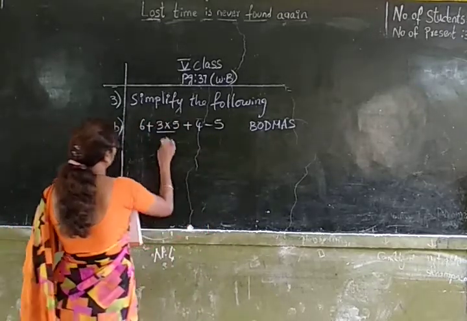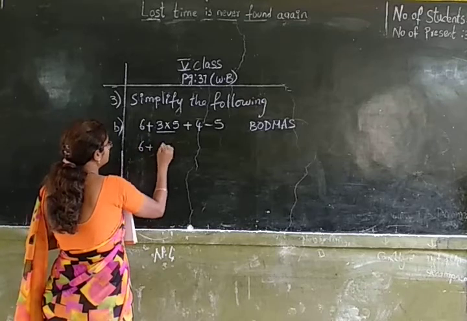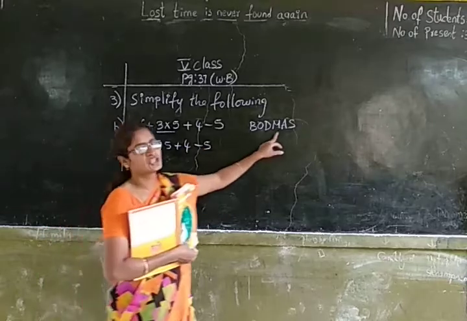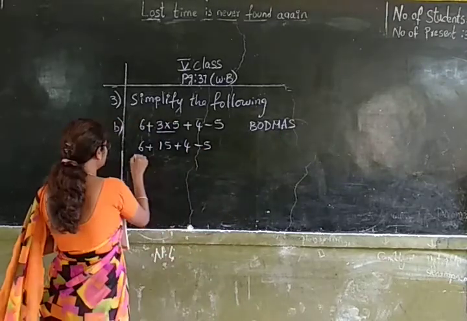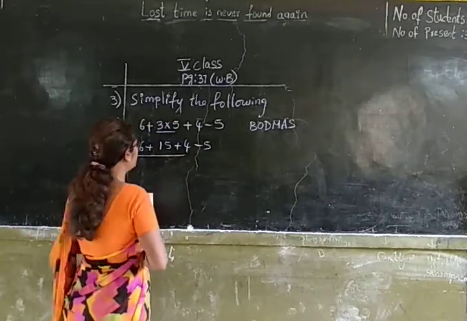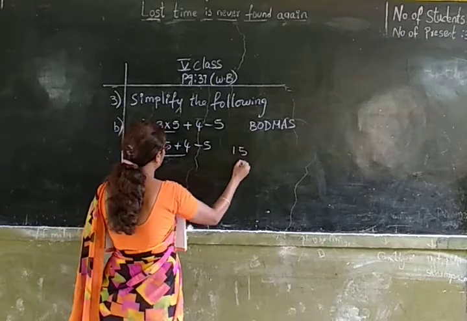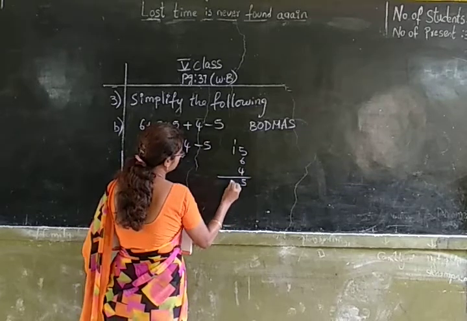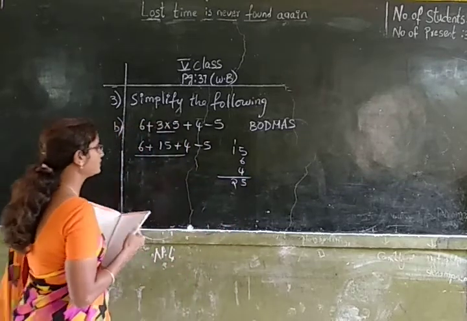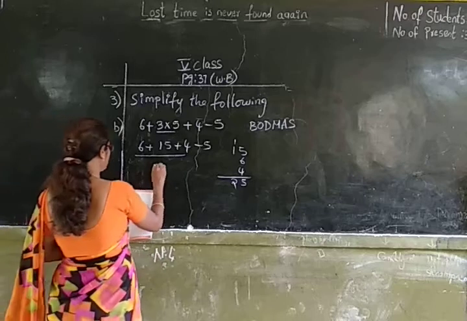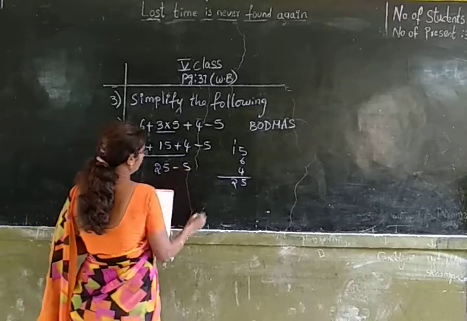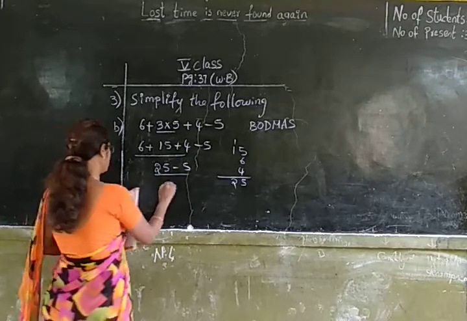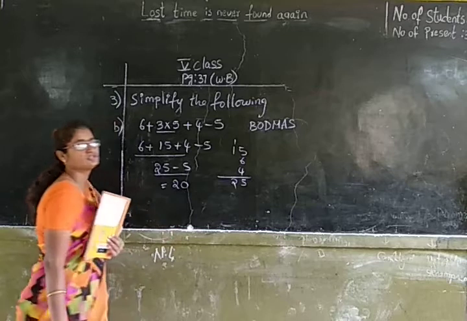So let us multiply these two numbers. 6 plus 3 5s are 15 plus 4 minus 5. After multiplication, you have to do the addition. Already the numbers are rearranged, so let us add them. Okay, children. 6 plus 15 plus 4 is equal to 25. Okay children, 25 minus 5. Now you have to subtract 5 from 25, which is equals to 20.